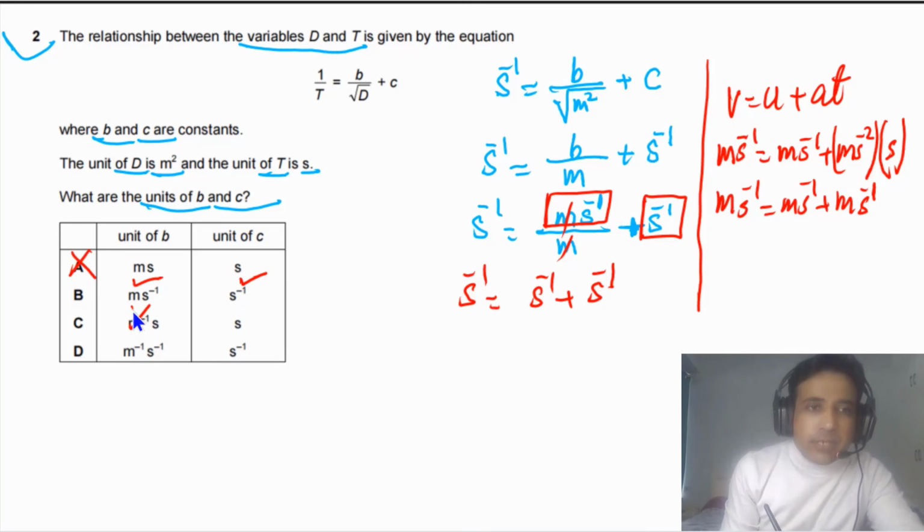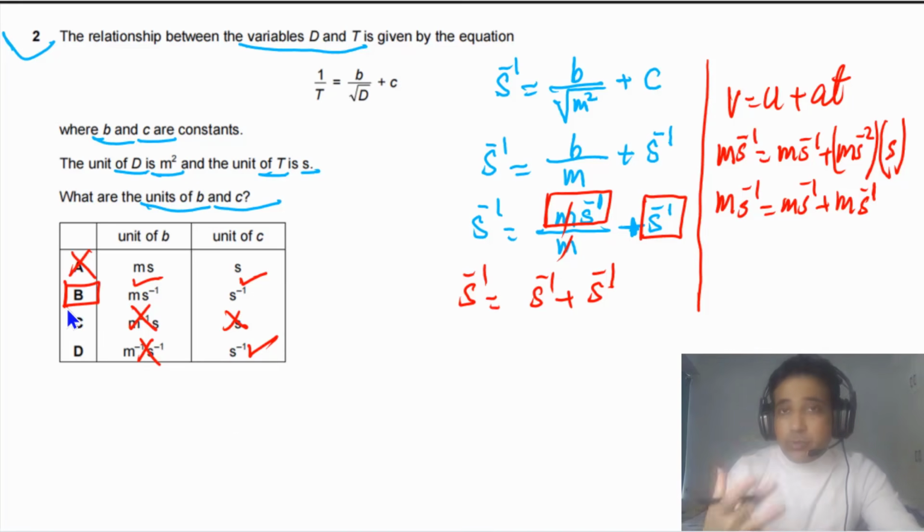And C is not possible because this is wrong. This is also incorrect. This is incorrect, but this one is correct. And so the answer for this question is B. This is how you can figure it out.